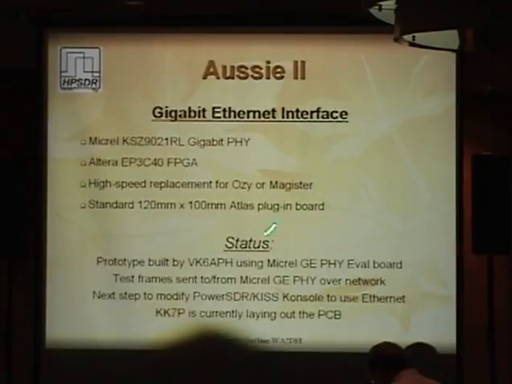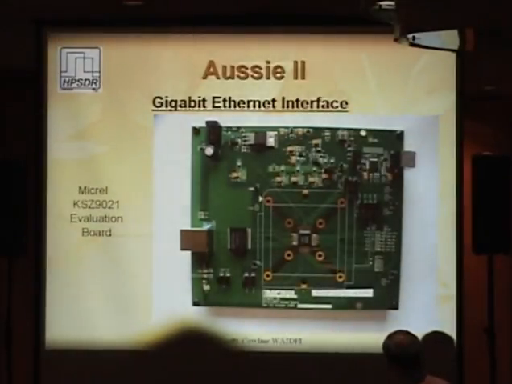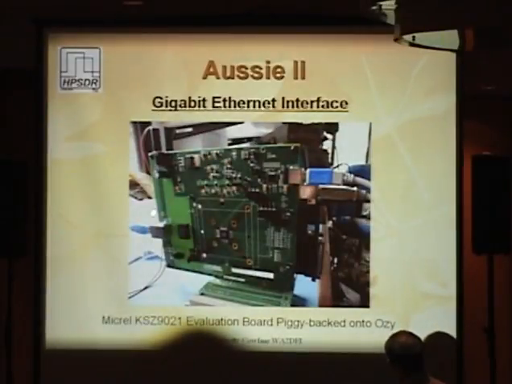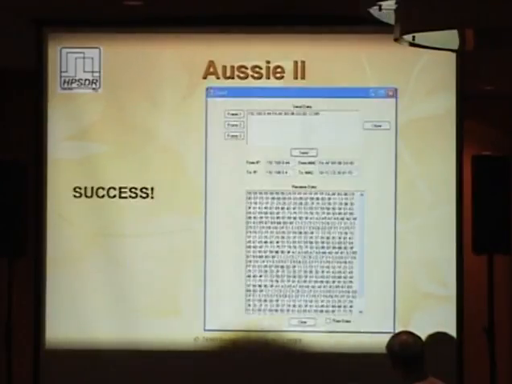Standard Atlas plug-in card. Currently, and I have a picture here, a prototype's built by Phil in Australia. He took the standard card that you can buy, the eval card for this Micrel PHY, and he lashed it up to an Aussie board, and he's actually got test frames through the gigabit Ethernet path already. This is the eval board that you can buy, and this is his lash up. You can see the board, and it's kind of lashed on to the front of an Aussie board back here. And he's got this working now.